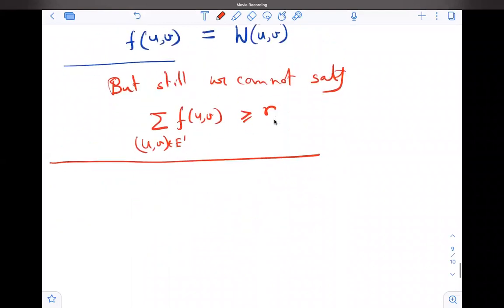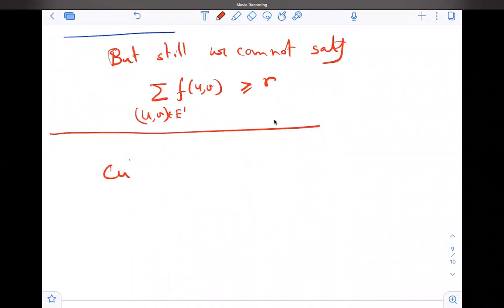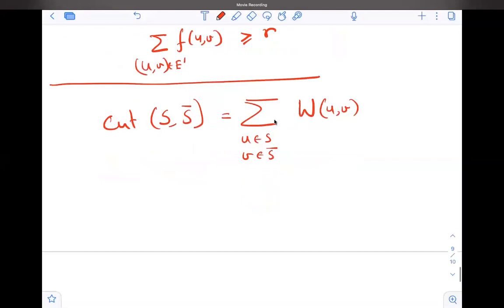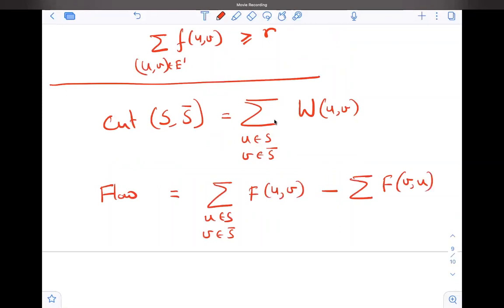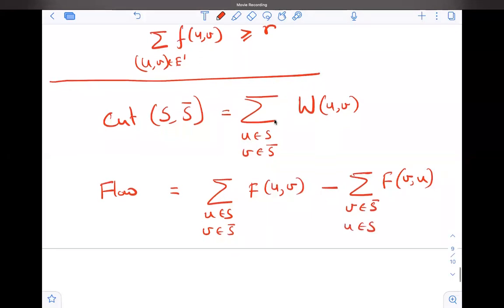What is min cut? Let's try to understand. What is the cut S, S complement? This is the summation of W U V, where U is in S and V is in S complement. But what is the flow? It is the summation of W U comma V, where U is in S and V is in the neighborhood of S. That is true. There are all the edges minus all the flows that are coming back into it. See, so the cut doesn't have it.